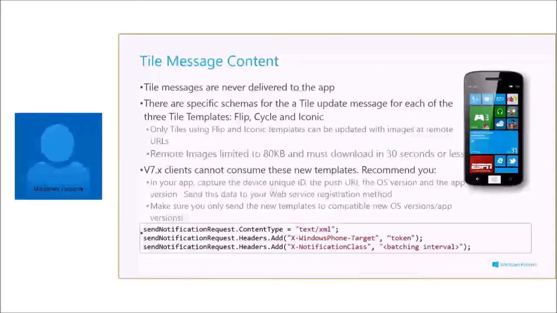So what about the payload of a tile? Tile messages are never delivered to the app. There are specific schemas for a tile update message, like the three tile templates that we discussed earlier: flip, cycle, and iconic. Only tiles using flip and iconic can be updated with images at remote URLs.